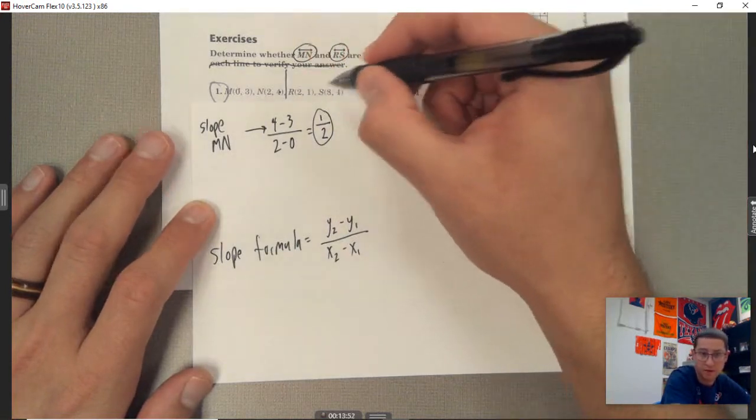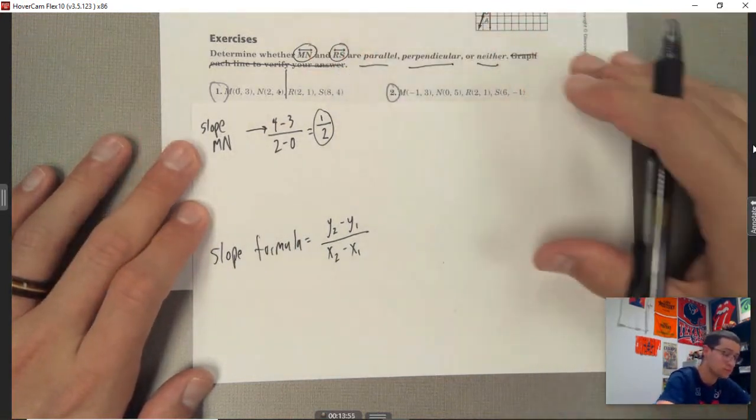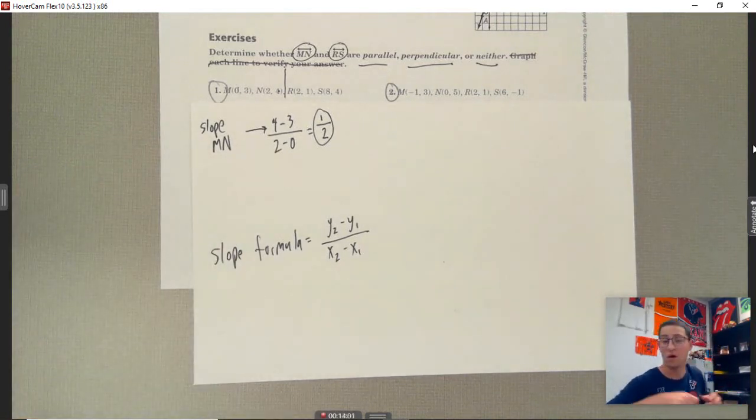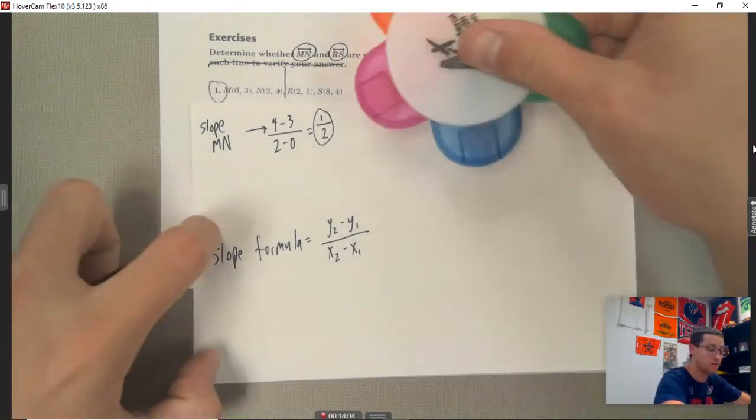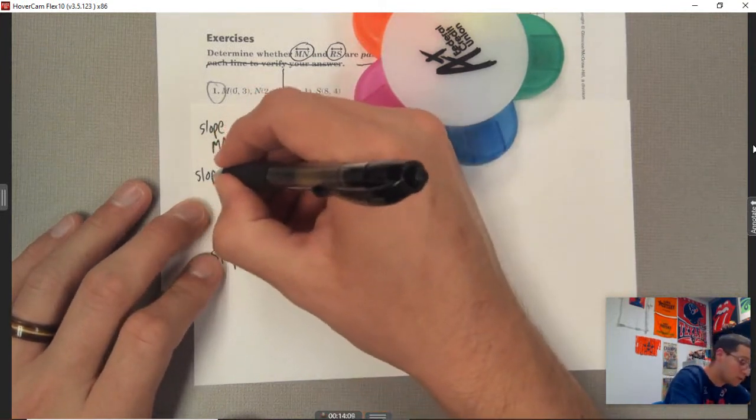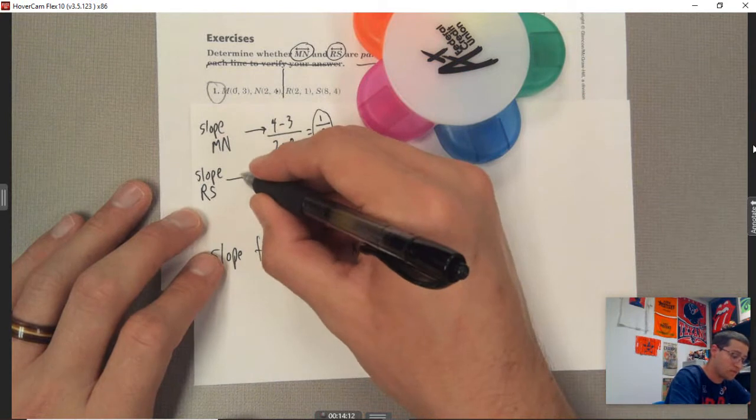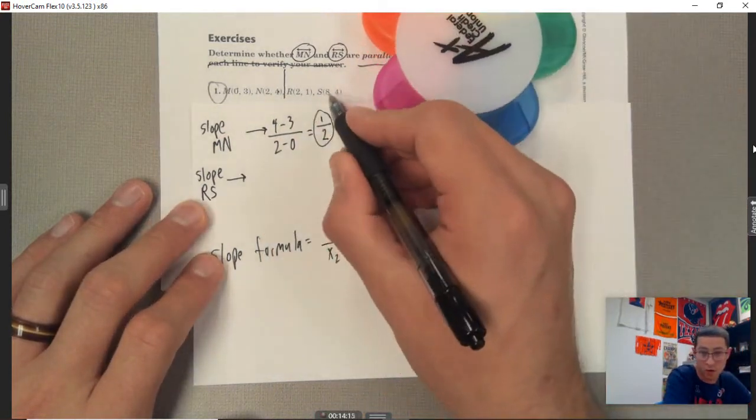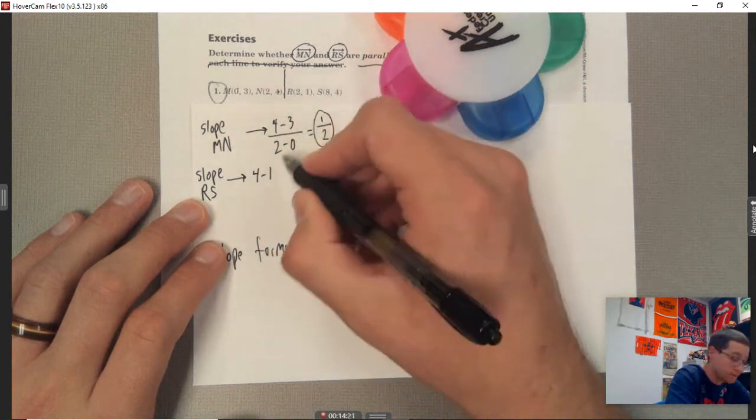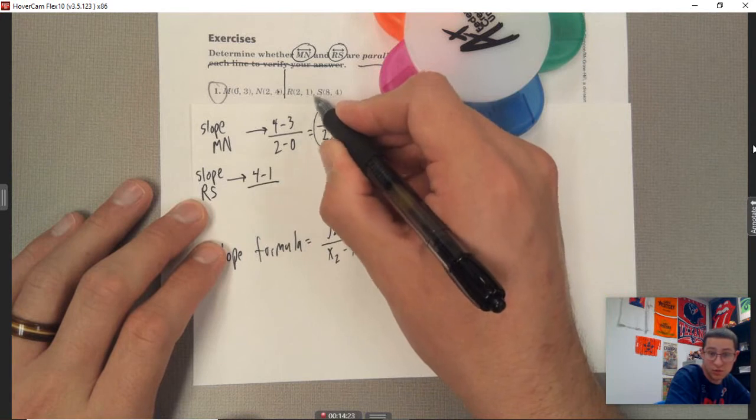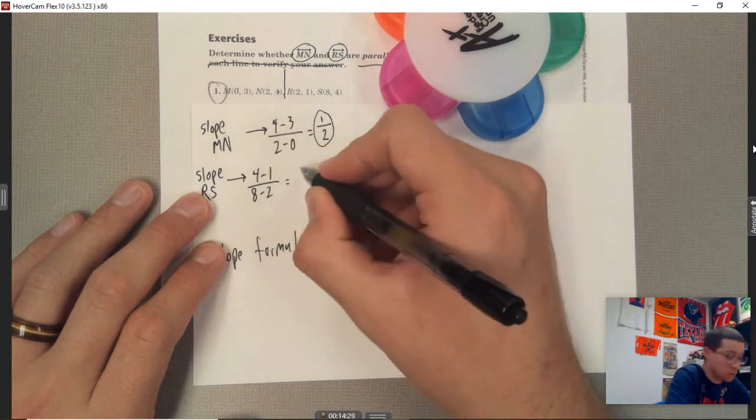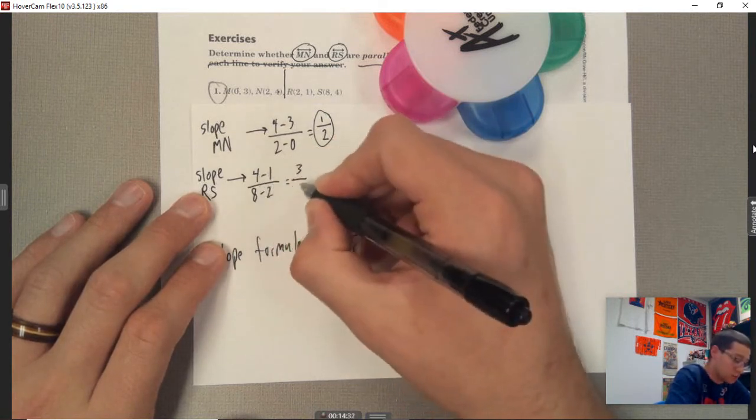Let's go ahead and compare that to RS. Maybe we'll cover up this other one so we don't get confused. Now we're going to do the slope of RS. Same process. We'll do 4 minus 1. This is my y2 minus y1 over x2 minus x1. Then we'll get 4 minus 1, 3, and then 8 minus 2, 6.